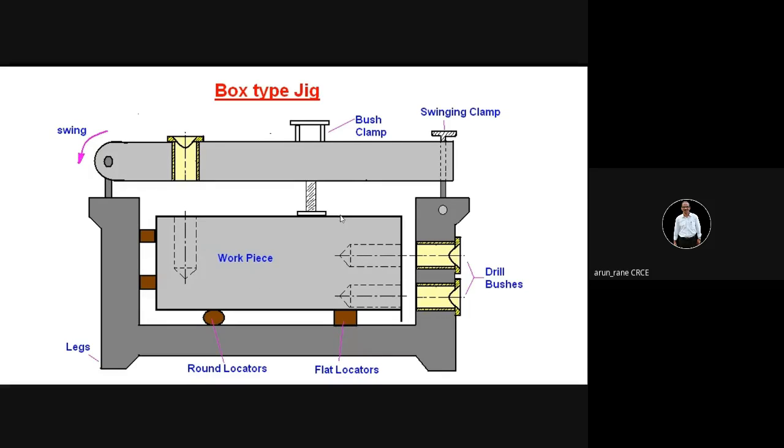Now here, the workpiece location. How is it located? See, it is butted against this support. All right, it is butted against these supports. So in one direction it is locked. Then it is also resting on this block, a round locator as well as a flat locator. Fine.